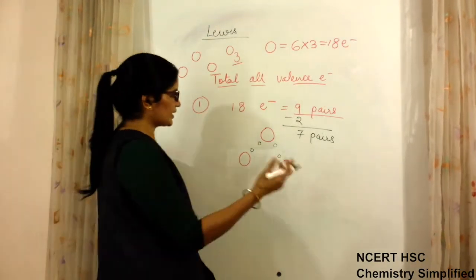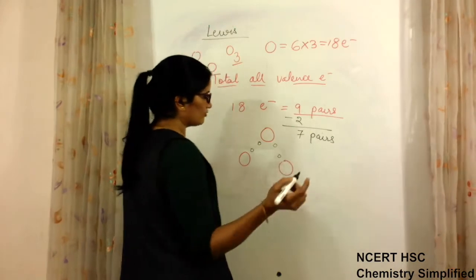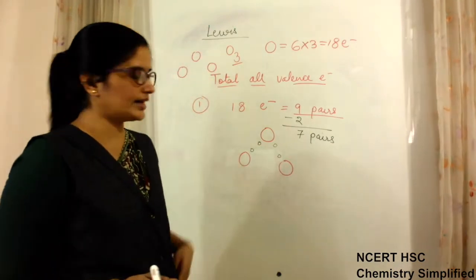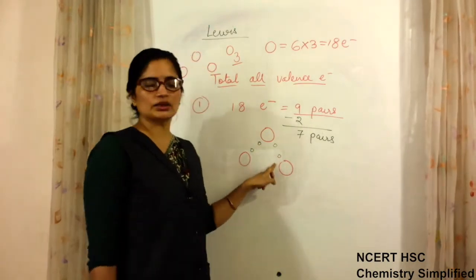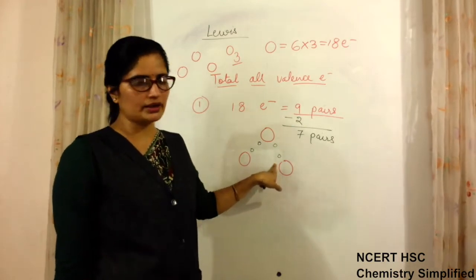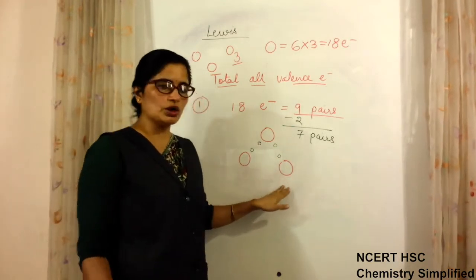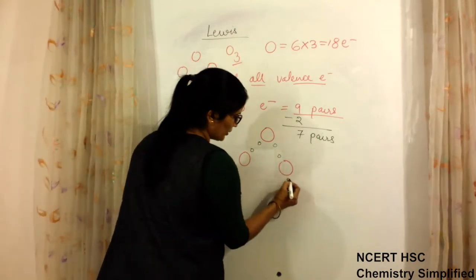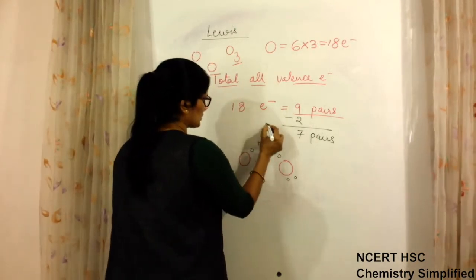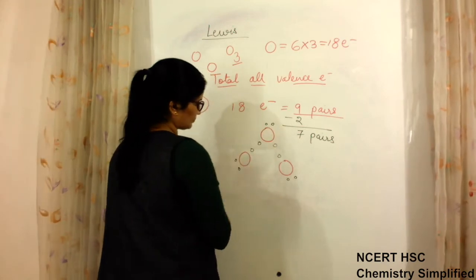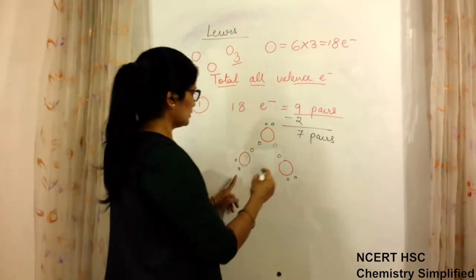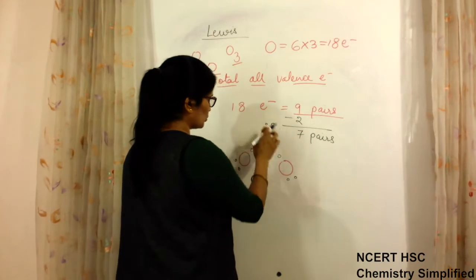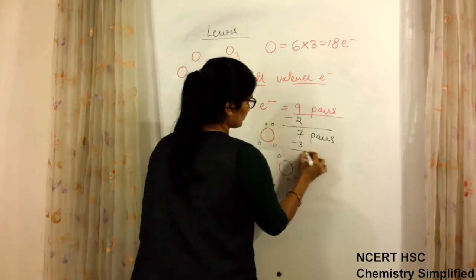Okay. So in the second step we will give one lone pair. You all understand that the one which is participating in the covalent bond formation is a bond pair, and the one which is not participating is a lone pair. So let us give one lone pair to each. One lone pair to this, one to this. Total 3 lone pairs. 1, 2, 3 we have distributed. Okay.